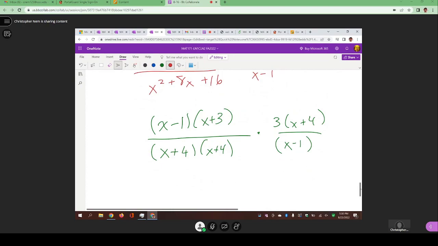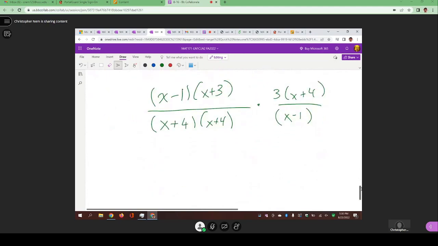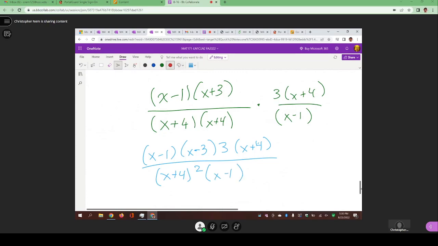All of them are going to join together, because for multiplication you just multiply straight across. So I get x minus 1 times x plus 3 times 3 times x plus 4, over x plus 4, x plus 4, x minus 1. I'm just going to write x plus 4 squared, which means the exact same thing as x plus 4 times x plus 4. In this case, we've already factored it out.